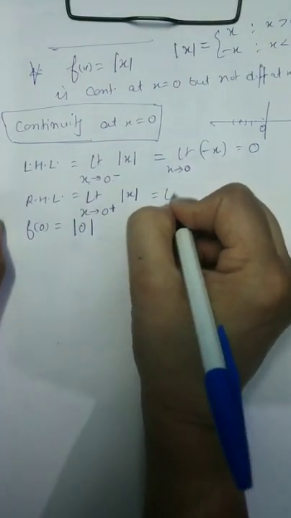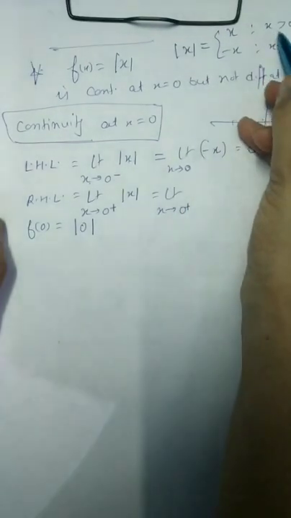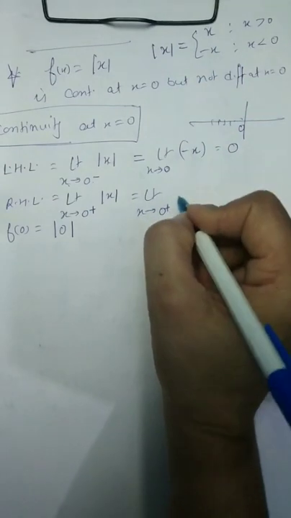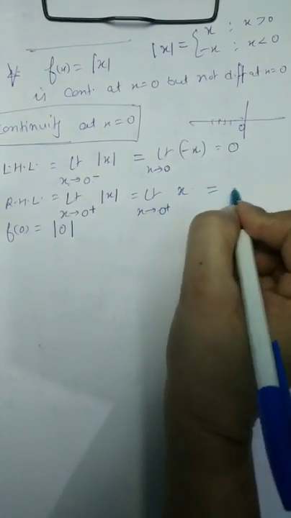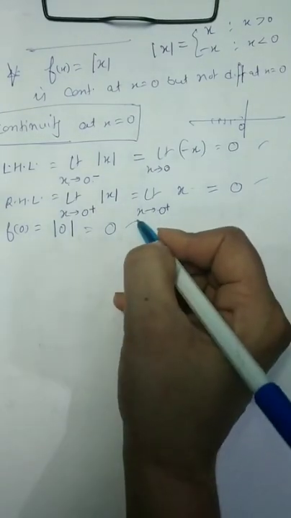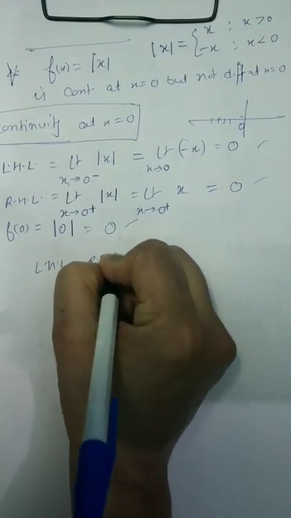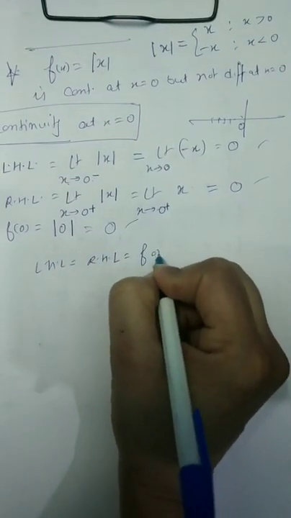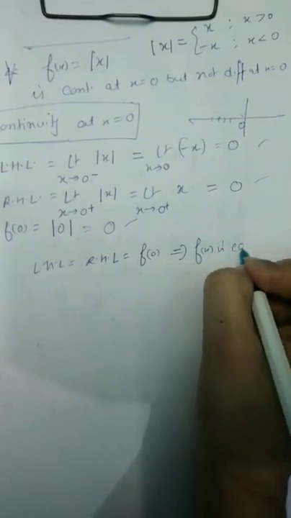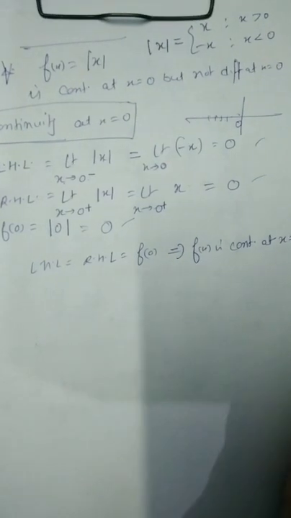And similarly, if x is on the right hand side of 0, x is positive. If x is positive, then mod of x is nothing but x. So limit of x as x approaches 0 is 0, and mod of 0 is also 0. All the three things are 0. That means left hand limit, right hand limit, and value of the function are equal. Therefore, f(x) is continuous at x equal to 0.